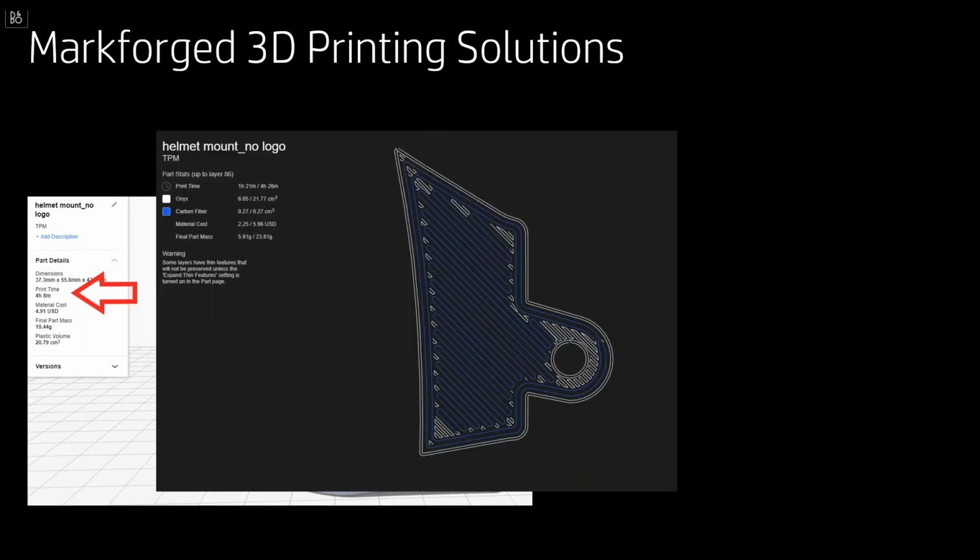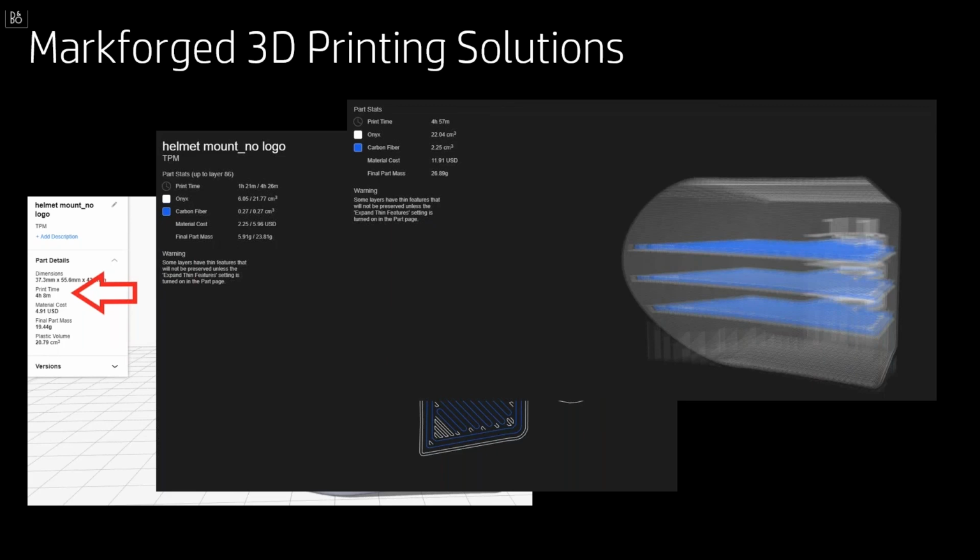So here you can see the print time, material costs. This is a 2D slice of that part where we're adding continuous carbon fiber. You can control this layer by layer. And then there's a 3D view that shows 3 different layers where we've added carbon fiber, shows you the cost change. And that way you can minimize the cost of the part, but optimize the performance of the part.